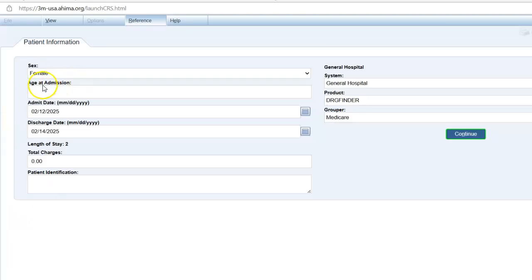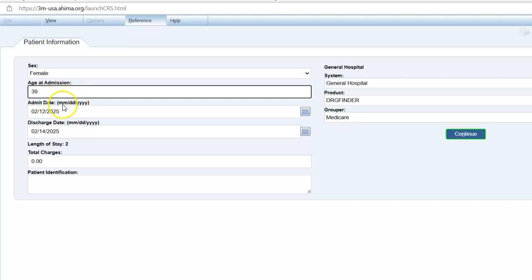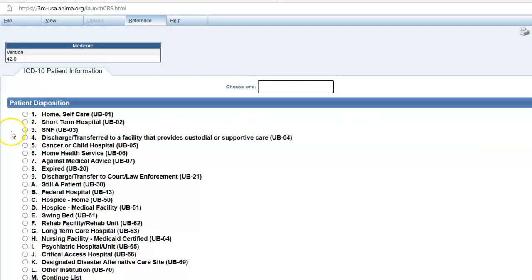Okay, so our patient was 39. For admit date, discharge date, again, remember to just make sure you put current year in so that you're getting current year code sets. If you put in a previous year, you're going to get codes that were valid that year. We're going to keep it as a DRG finder. That's what we want when we're coding inpatients. Then we're going to hit continue.